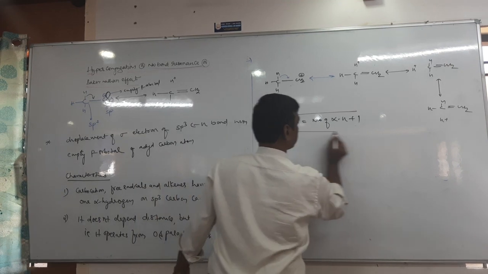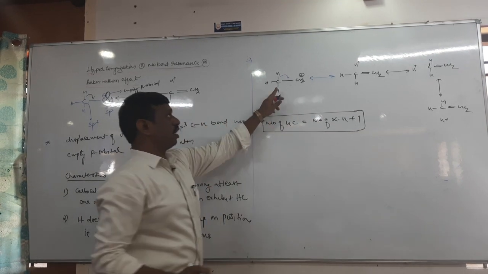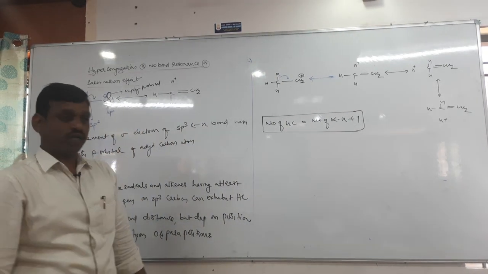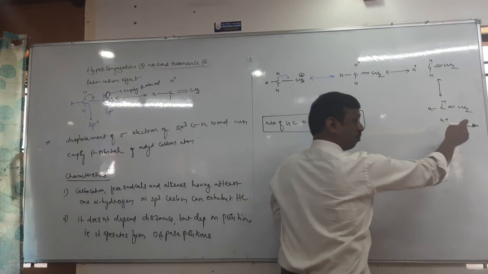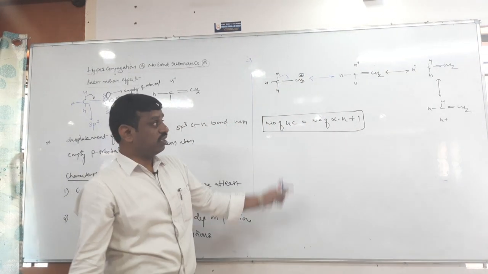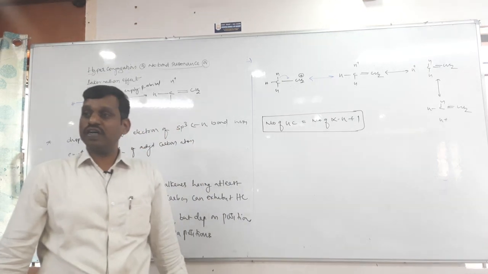So the number of hyperconjugation structures equals the number of alpha hydrogens plus 1. Yes or no? Because here there are 3 alpha hydrogens. How many hyperconjugation structures? 3 plus 1. You will get the 3 structures plus the original structure. 3 plus 1. In this way you can calculate the number of hyperconjugation structures.